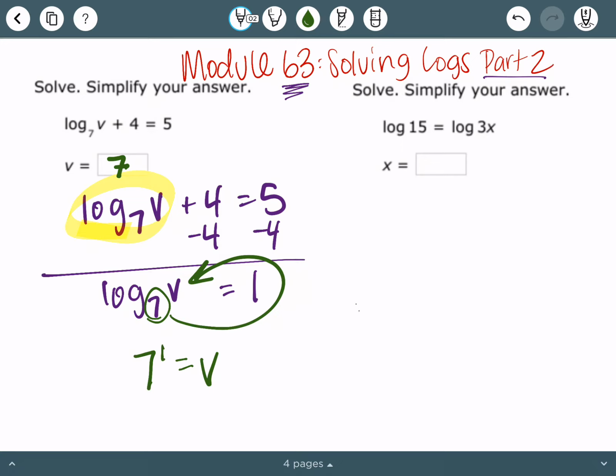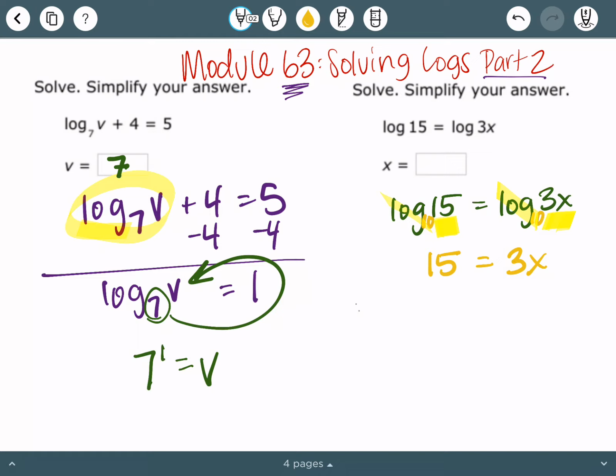Looking at this one, we're going to see for the first time when we have logs on both sides, if the logs are to the same base, and we know that it is because it's not shown here, we know it's a base of 10, that means we can actually go ahead and just cancel out those logs. So what we really see there is if we take the log of 15 and the log of 3x, they need to be the same because we see that equal sign there. So that must mean that 15 is equal to 3x.